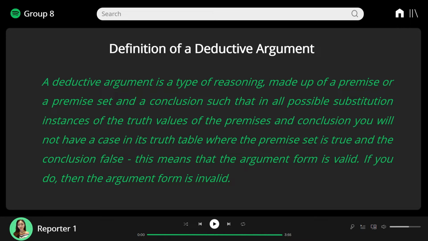A valid argument form has no combination of truth values where the premise set is true and the conclusion is false. This type of argument is called a tautology. An argument where the premise set is false and the conclusion false is still valid. In fact, some formal logicians substitute the symbol 1 for true and 0 for false precisely to avoid the usual empirical meaning attached to the terms true and false.